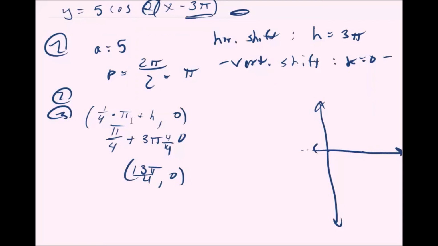Normally the x-intercept would just be this first part, 1/4 times the period, pi over 4. But because we have a horizontal shift, we have to add the h to the x component, because x is the horizontal axis. So we're going to move it 3 pi to the right. The new intercept is 13 pi over 4.